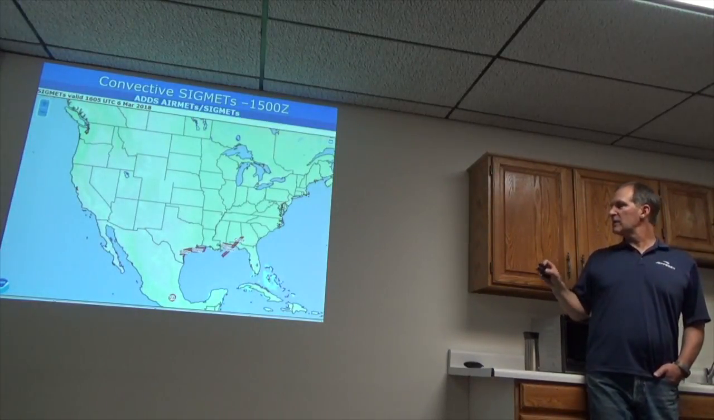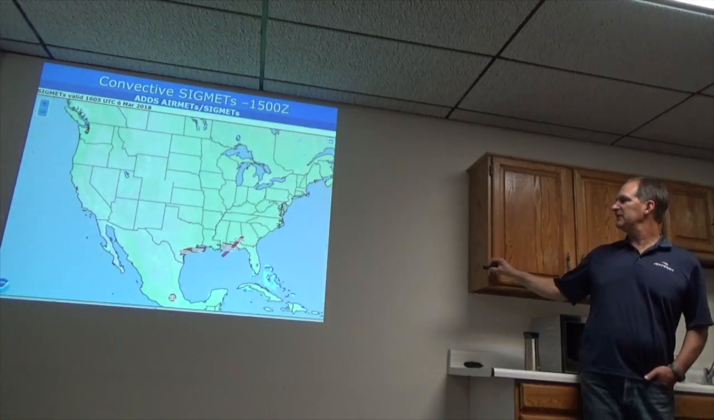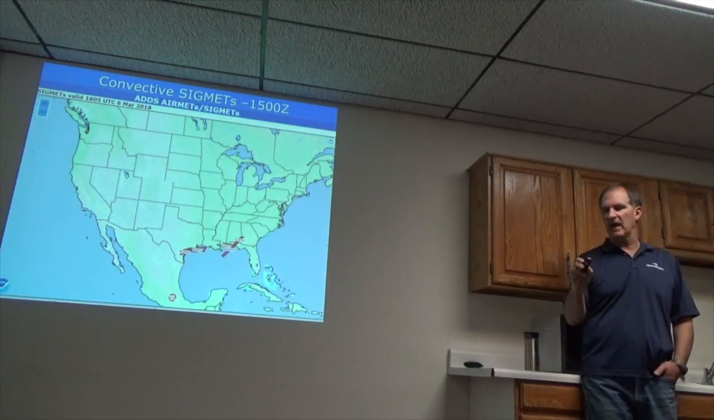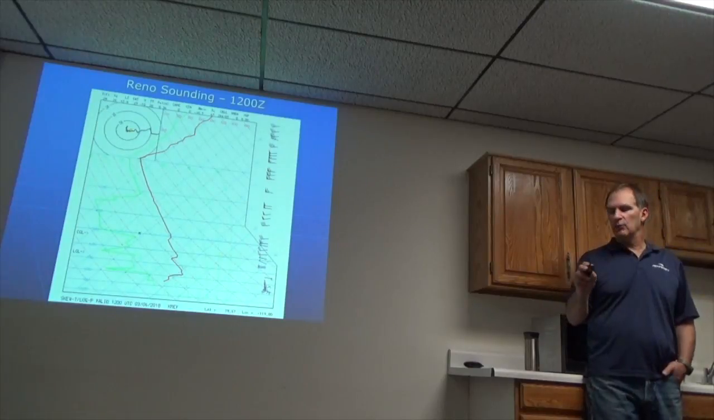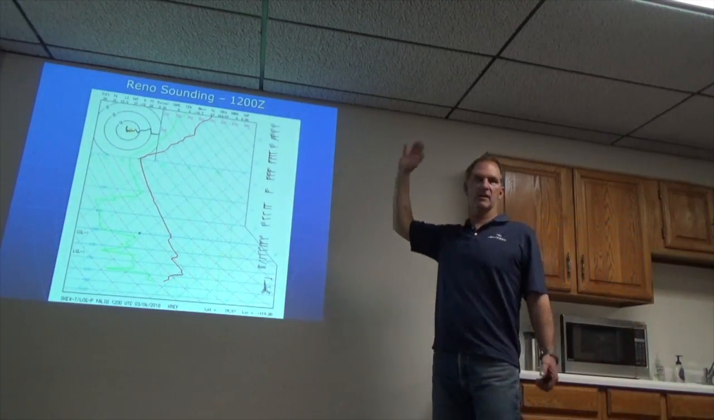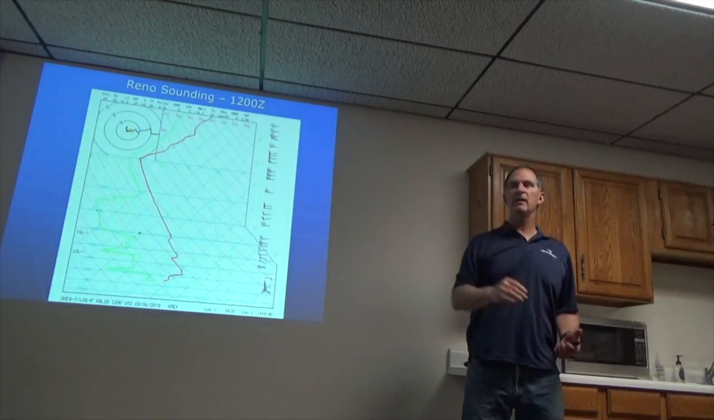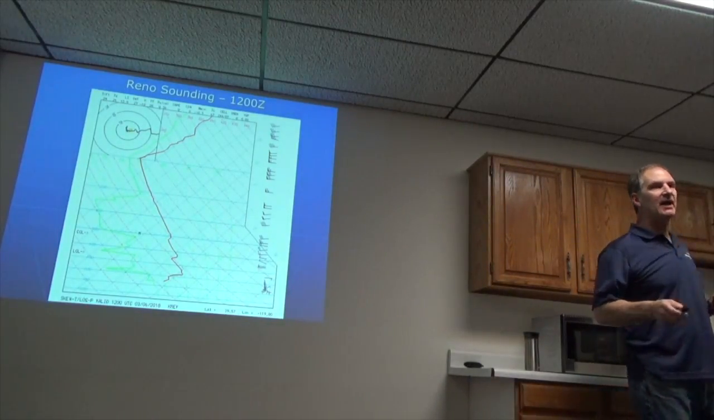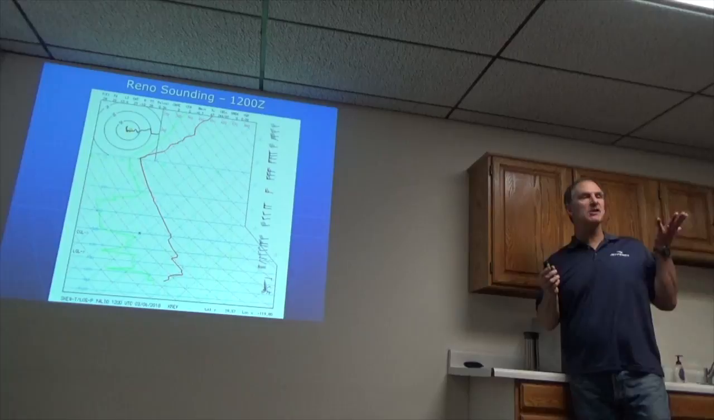So convective segments were in effect at this time at 15Z for those areas of active convection. And we're going to look at some soundings now. So how many people have never seen one of these diagrams before? Okay, so this is a diagram that's derived from a radiosonde balloon.